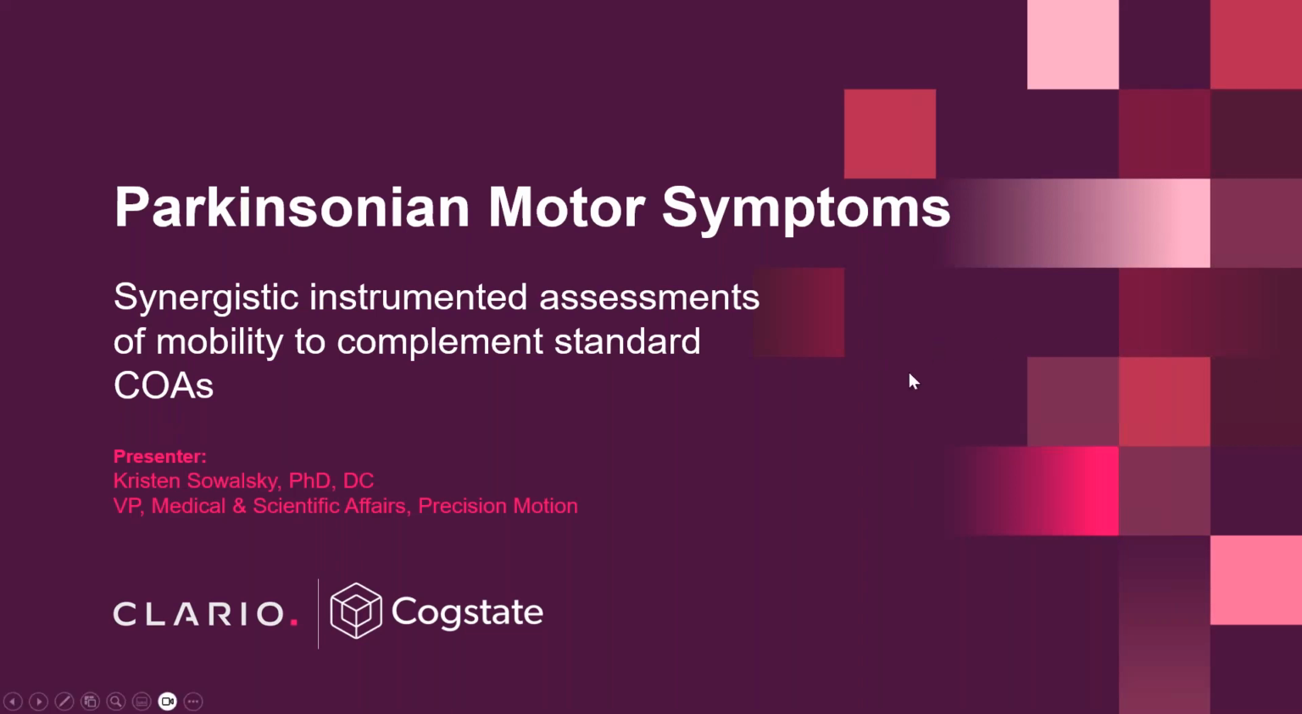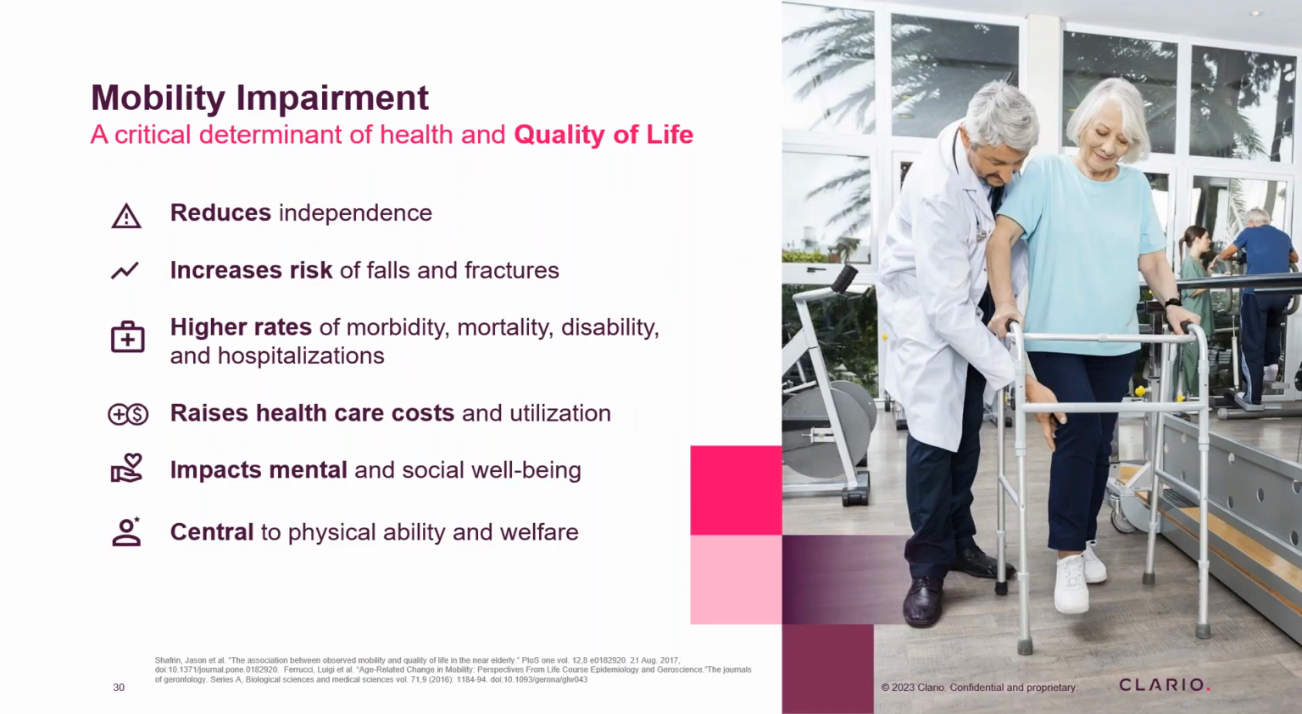Hi, everyone. So I will be covering ways to assess Parkinsonian motor symptoms, particularly those that pertain to overall mobility, and really review some ways to assess this with instrumented assessments that will complement the clinical outcome assessments that have been presented thus far. Next slide, please. So I want to highlight here, I'm probably preaching to the choir, but the importance of mobility, right? It is a critical determinant of health and overall quality of life. So we want to make sure in clinical trials that we are quantifying mobility impairment as accurately and as reliably as we can. So next slide, please.